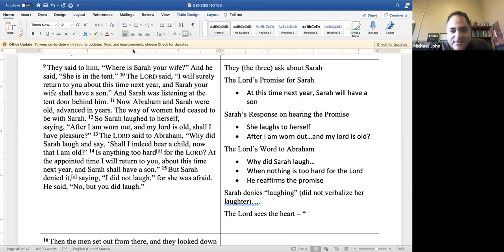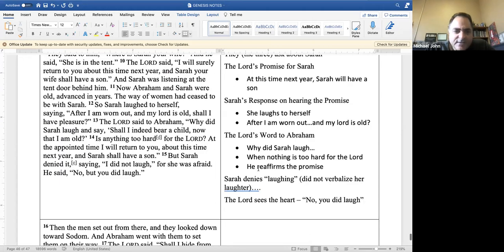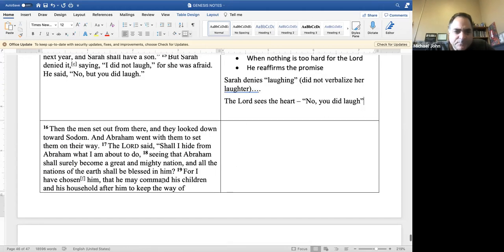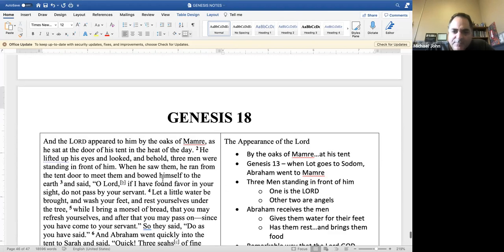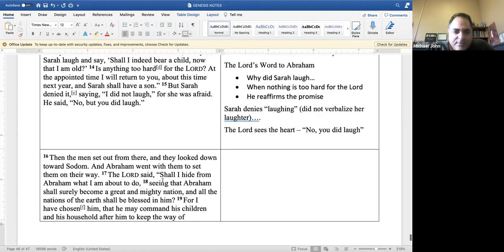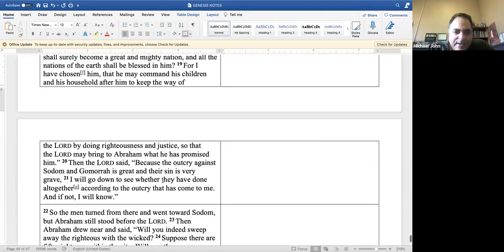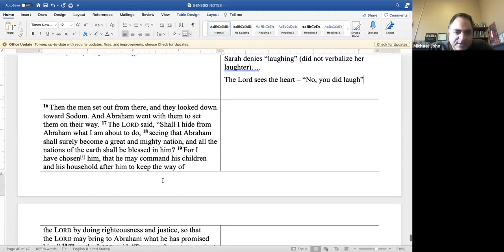You did laugh. He sees the unbelief that's in the heart. I can't blame Sarah in many ways. It's completely reasonable for her to be in such disbelief. That's why faith is a remarkable thing, when someone has faith to believe impossible promises. Sarah has a hard time with that. She comes around. So we'll pick that story up next time, of what happens a year later. But in the meantime, we have this interlude regarding Sodom. And so let's pick it up there.